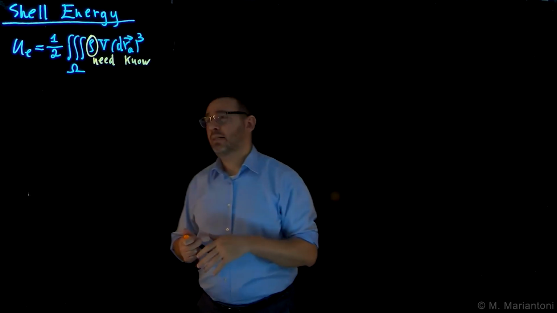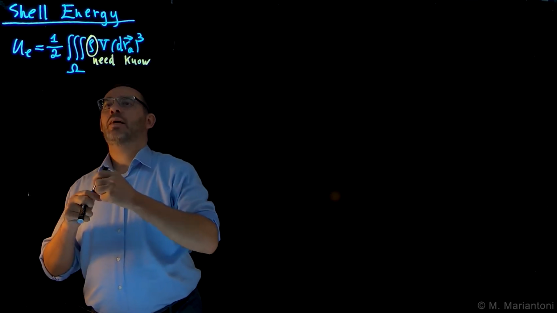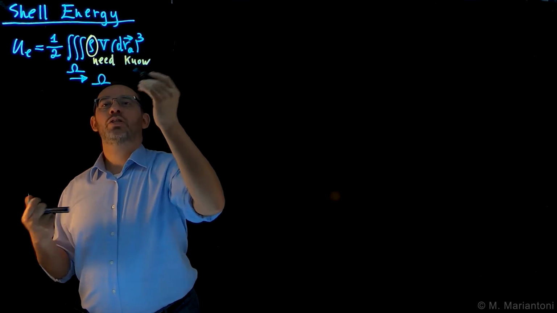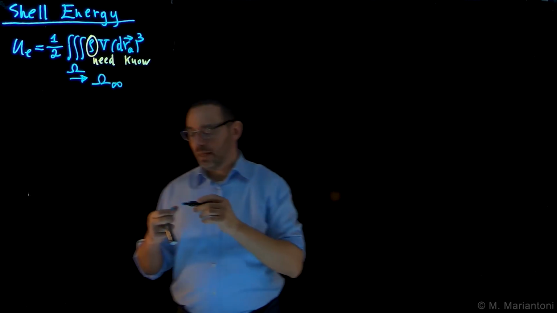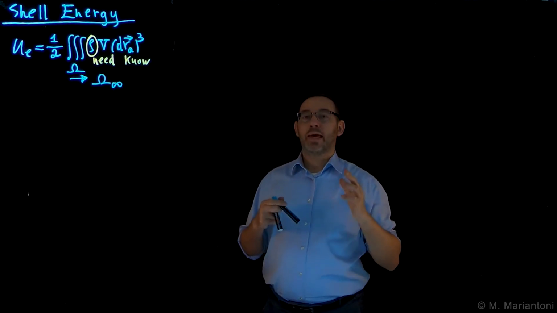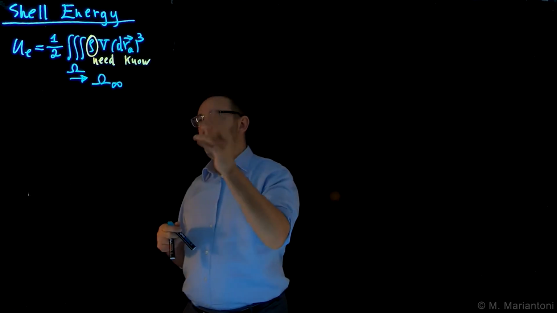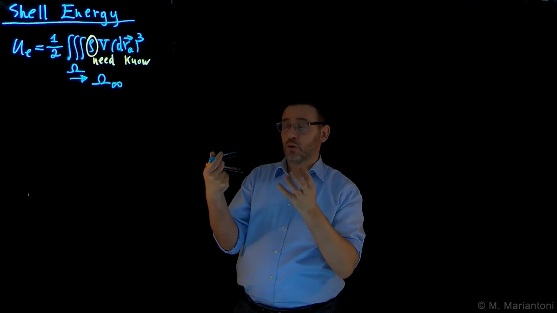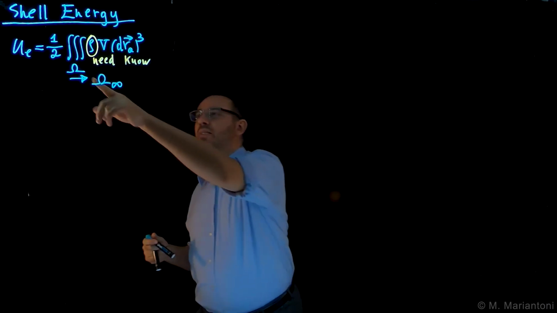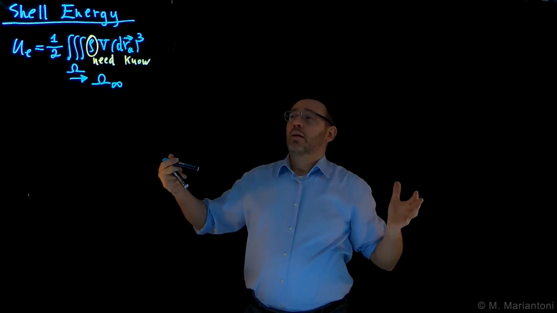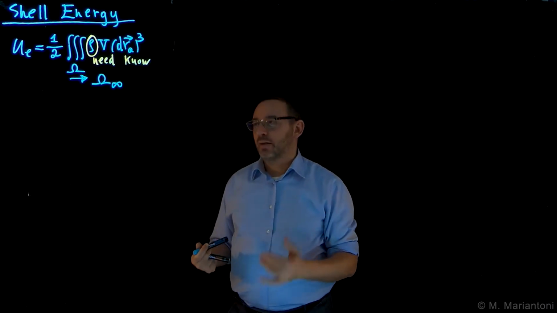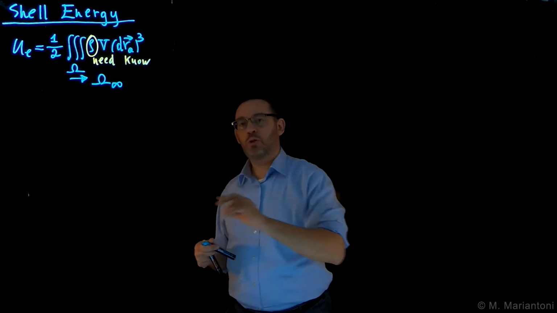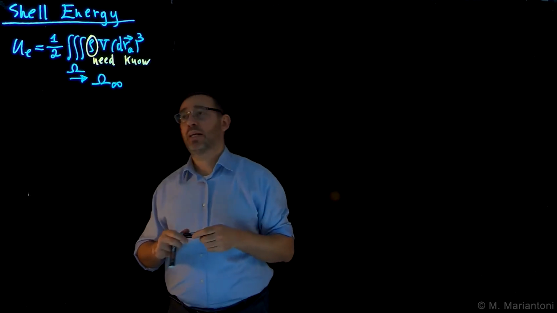I also told you that, in principle, we can extend this capital omega to become any volume, the entire universe. Again, if you do know ρ, it doesn't matter if you do the integral just where ρ is localized, or everywhere in space, because outside capital omega, ρ is 0, so there is no contribution to the integral. We need this eventually to prove the other form of UE, which involves E squared. We will come to that in a minute.